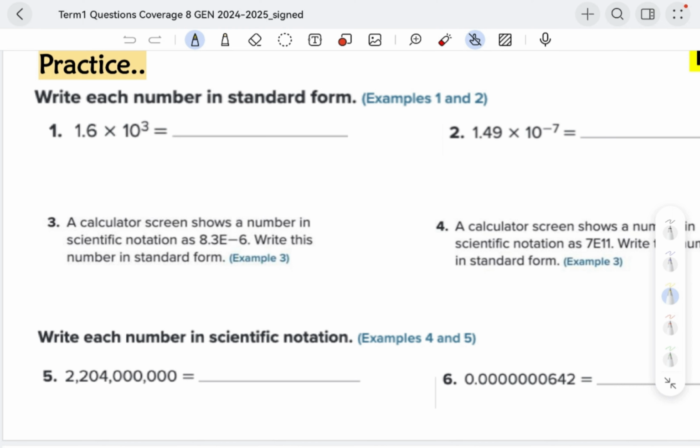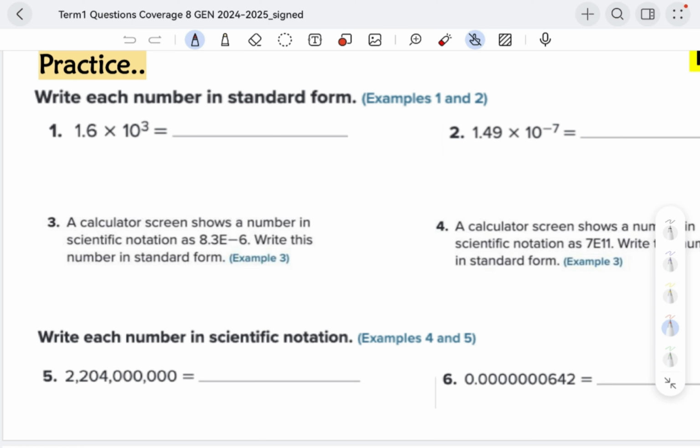Okay, now pause the video, try to solve them, and then check your answers with us. Okay, let's go for the first question. 1.6 times 10 to the power 3. This is the scientific notation form. We're going to convert it to the standard form.